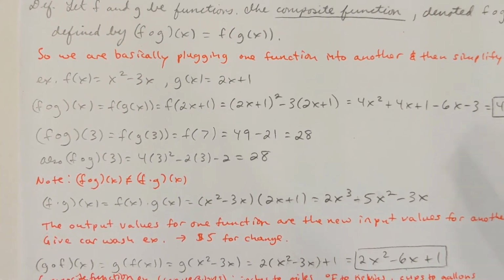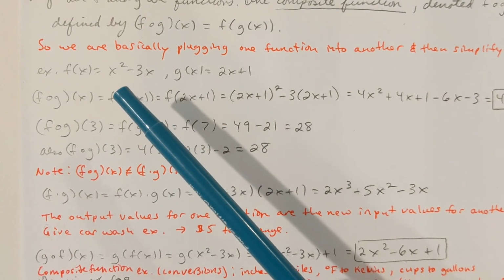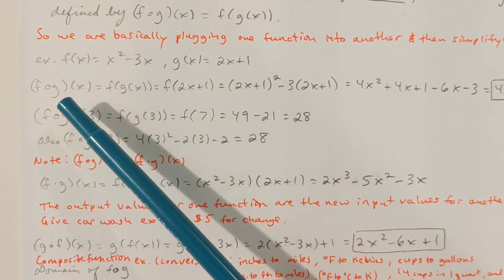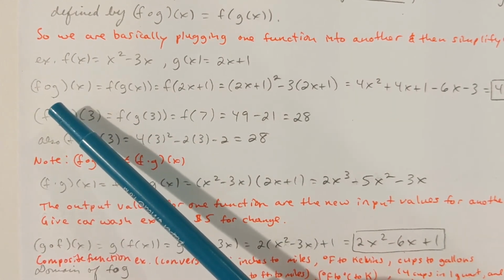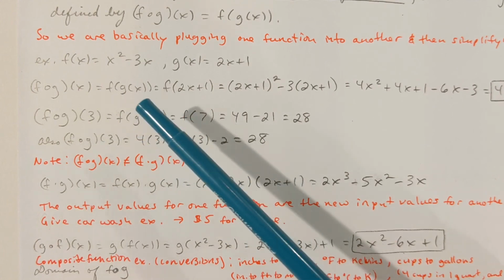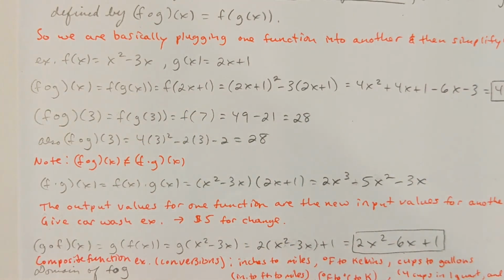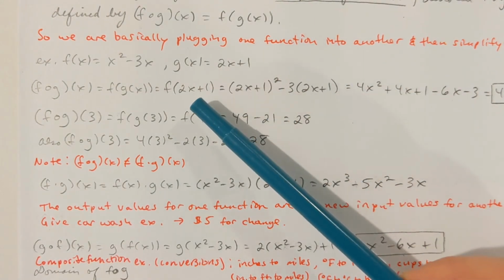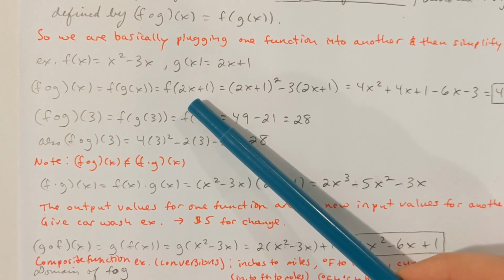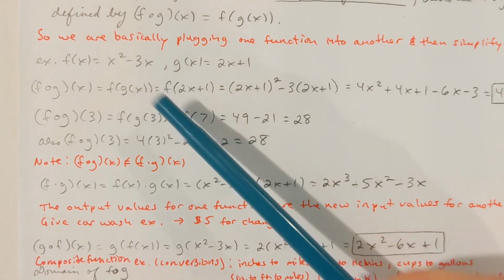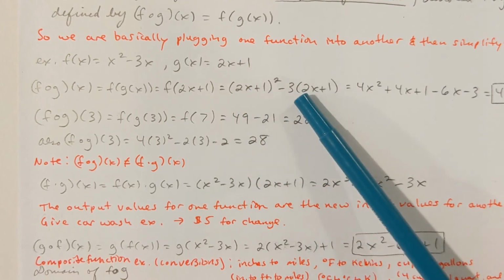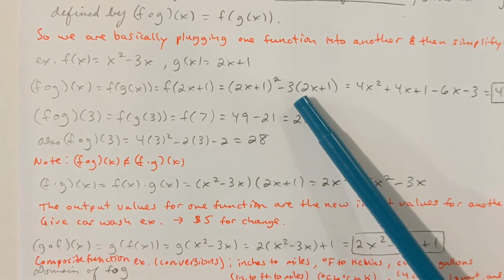Okay, so here's an example. Suppose I have these functions f of x and g of x, and I want to compute the composite function. F composed g of x means that I'm going to plug g into f. So g of x is given, that is 2x plus 1, which means that everywhere that I see an x in f, there's a couple of them, I need to replace those with 2x plus 1. Okay, so I've replaced the x's there with 2x plus 1, and then I need to simplify.